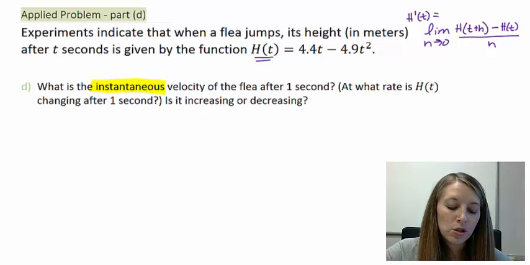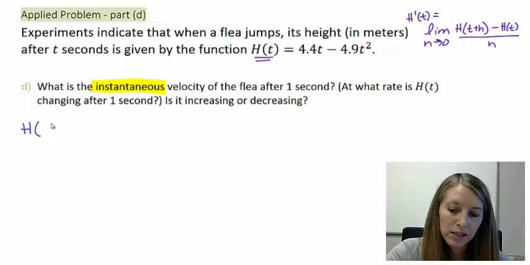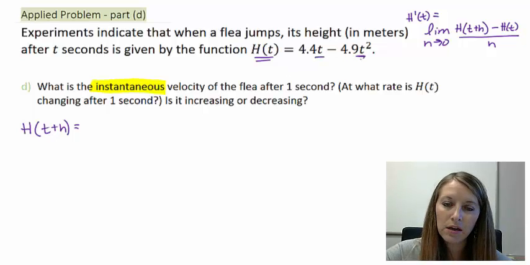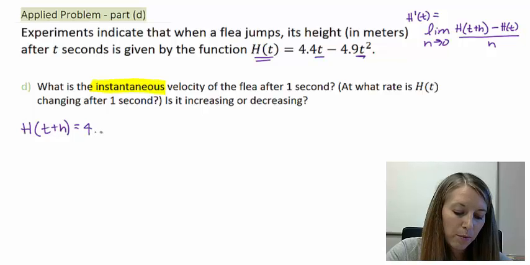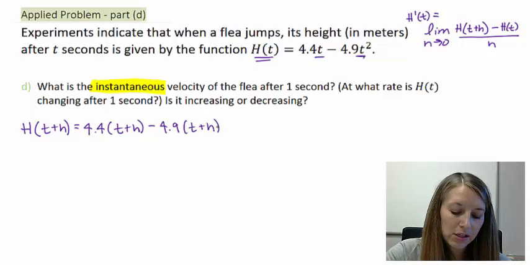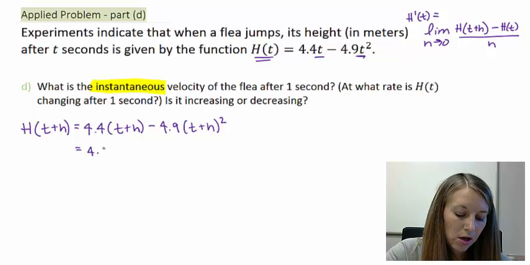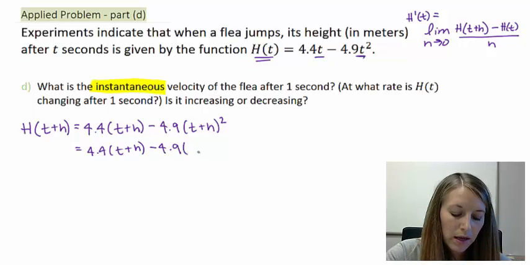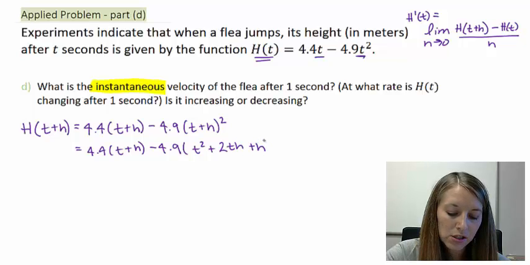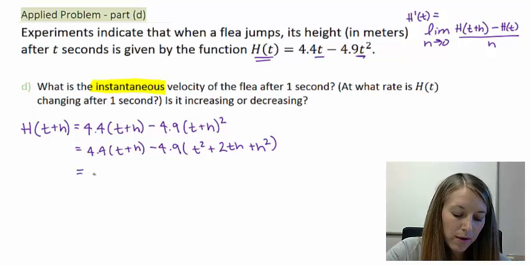Okay, so let's get right into the steps of the derivative. The first thing that we like to compute is h of t plus h. We do that by plugging this t plus h into each part where we see t in our original function. So that gives me 4.4 times t plus h minus 4.9 times t plus h squared. Let me FOIL out that t plus h squared, which gives me t squared plus 2th plus h squared. And then distribute my coefficients.